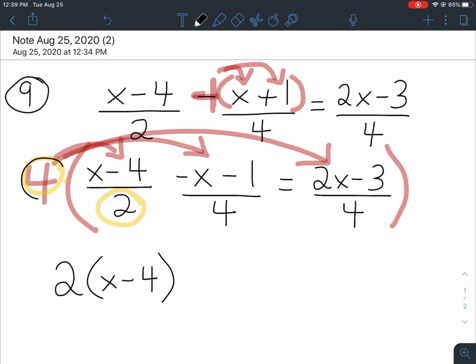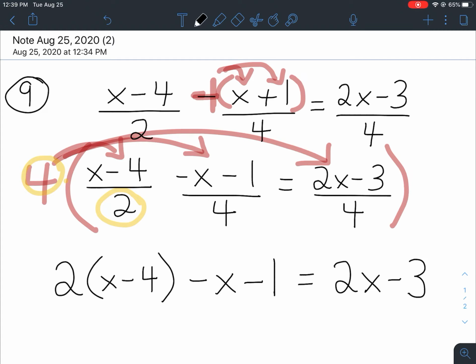The next part you do is you have your 4, and you divide it by 4. Well, 4 divided by 4 just cancels and makes 1, so that one's gone, and we just still have our minus x minus 1. And then same thing with the last one, 4 divided by 4 just makes 1, so we're just left with 2x minus 3.